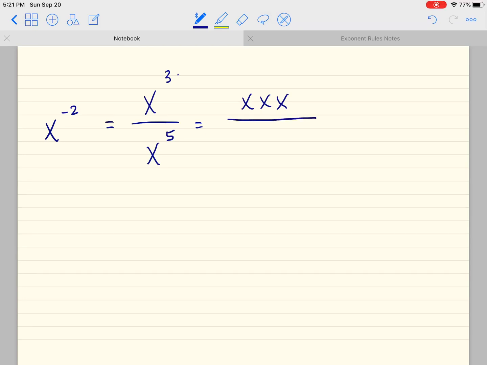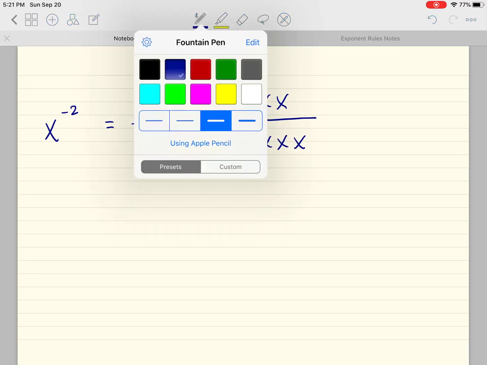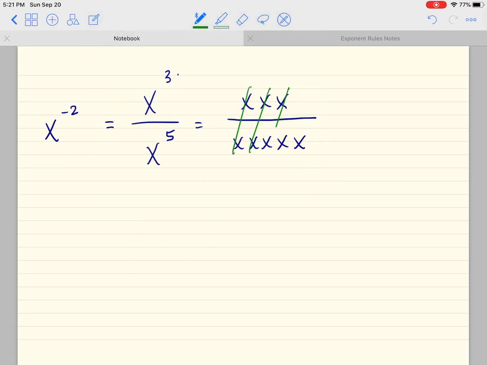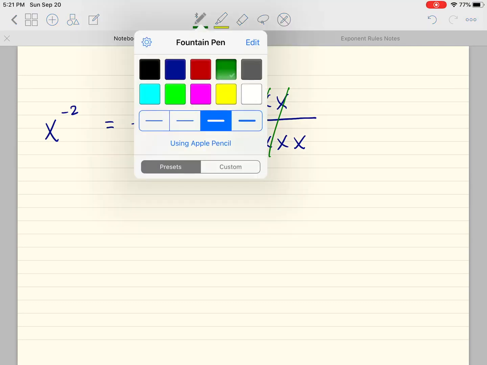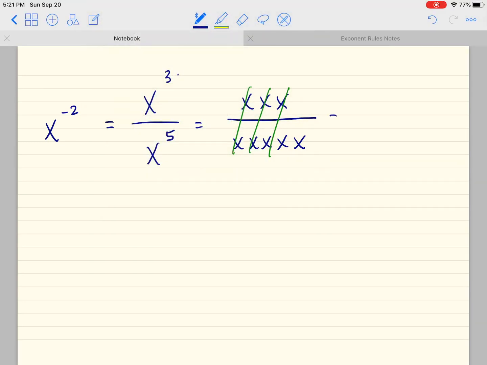X to the third means I have x being multiplied by itself 3 times in the top, and then 5 times in the bottom. So again, I have things in common here that I could reduce. If I reduce those things out, what do I have left? Well, what I have left is an x squared, but it's on the bottom of the fraction. Technically, what's left on the top? Well, the coefficient of 1 is left in the top, so 1 over x squared. So I used my subtract rule to get this as an answer. I just divided and reduced to get this as an answer.